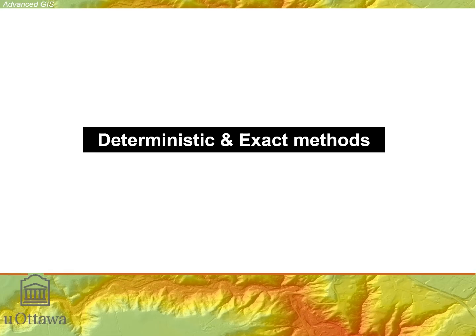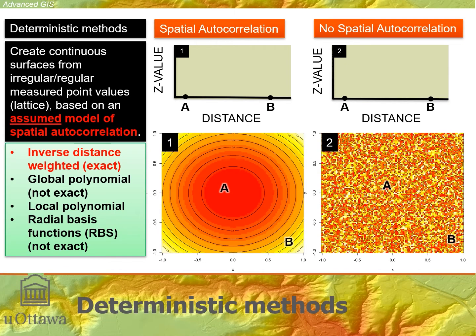Let's start by looking at deterministic methods. We'll start by looking at deterministic methods that create continuous surfaces from irregularly or regularly measured point values. So these are locations, points in space at which we measure the value of some variable. And they are irregularly spaced, so they're not equidistant from each other. They could be randomly distributed and spaced, or they could be systematically even, so they are regular distances from each other, and we just want a finer scale representation.